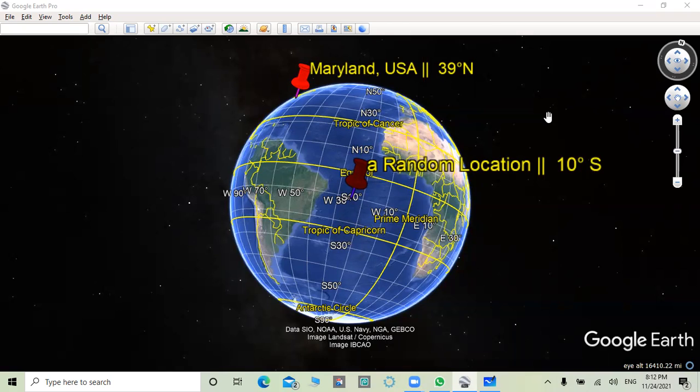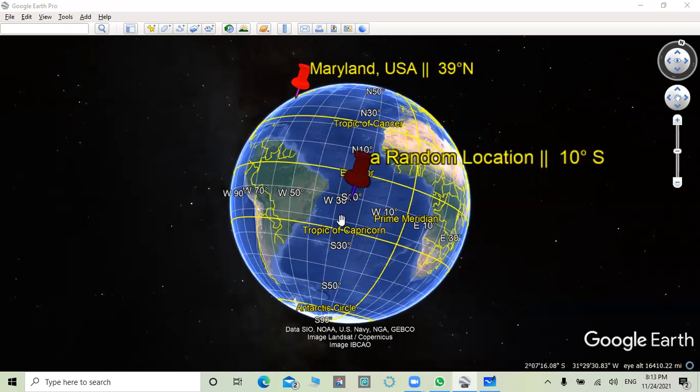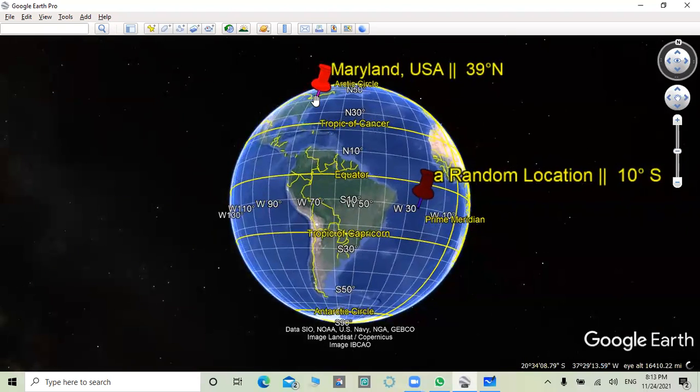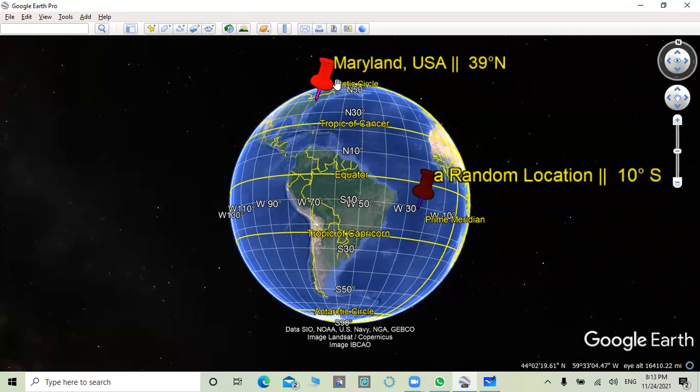So I was telling you guys about that, dear students, that what if you have one location above the line of equator here, and another location below the line of equator. What will happen to the map? For that, we took Maryland, for example, at 39 degrees north, and another place at 10 degrees south. You can see this is north, this is south. So one is above the line of equator and the other is below the line of equator.